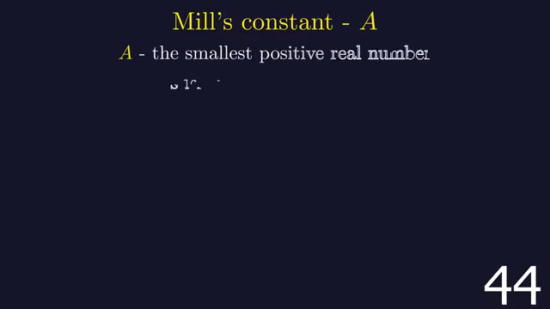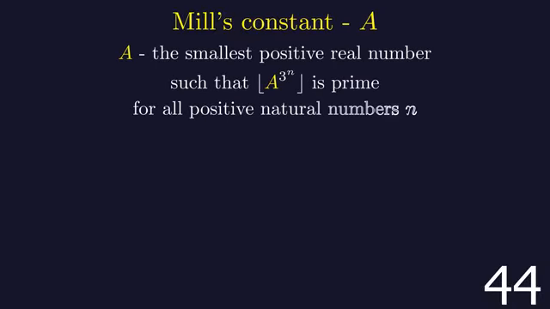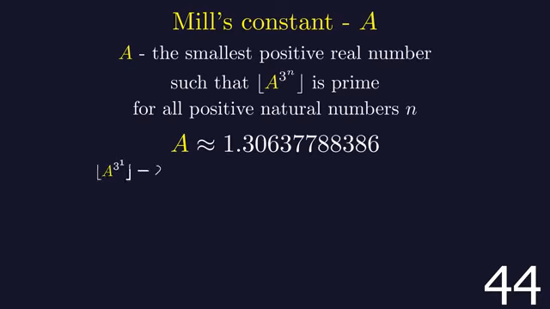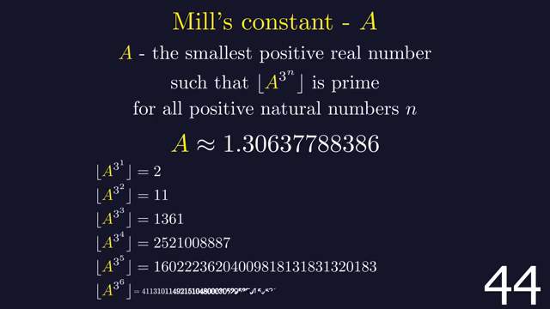Mills' constant is defined as the smallest positive number that when raised to the power of 3 to the power of n and rounded down results in a prime number for any natural number n. Currently, it is believed that its value is approximately 1.3, although this has not been proven. Using this value for n equal to 1, we get 2, for 2 we get 11, for larger values of n, we obtain increasingly large numbers. With larger and larger n, it becomes extremely difficult to verify if the resulting number is prime.